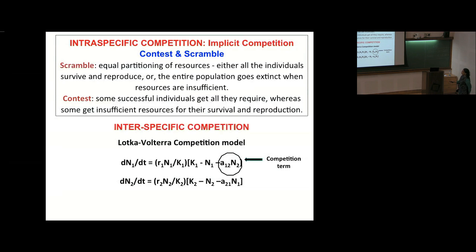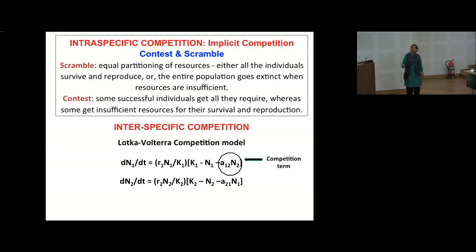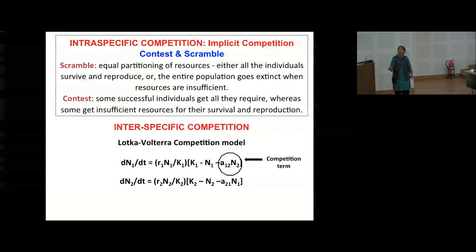Here, there are two equations. This equation is one population, this equation is another species' population. Each of them has a K, that is the carrying capacity, but now they are competing with each other, maybe for the same resource. So here are the terms A12 and A21. dN1/dt depends on N2, and dN2/dt depends on N1. So that's the coupling term here.